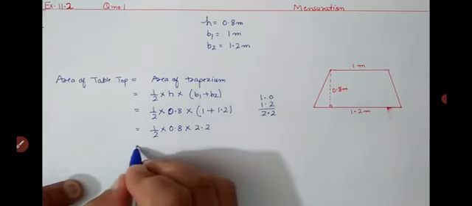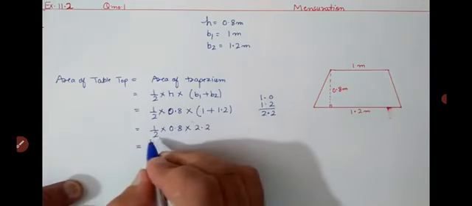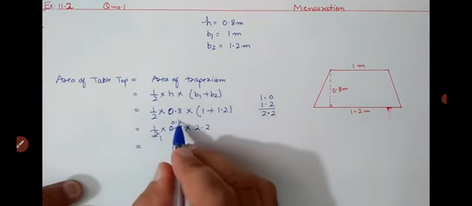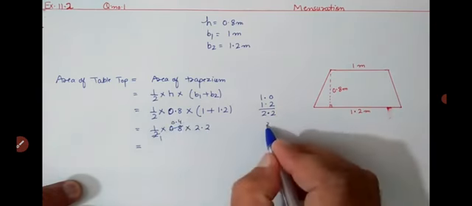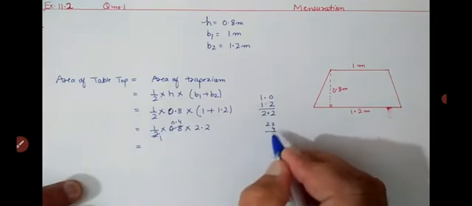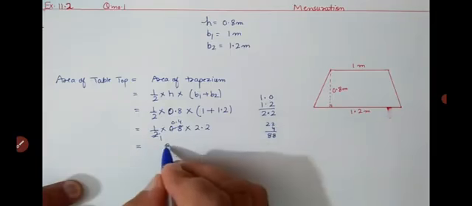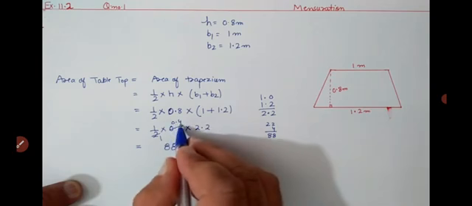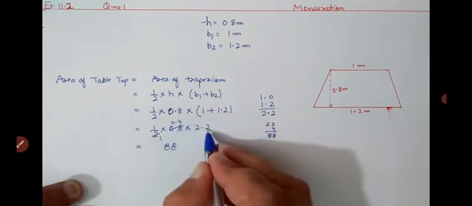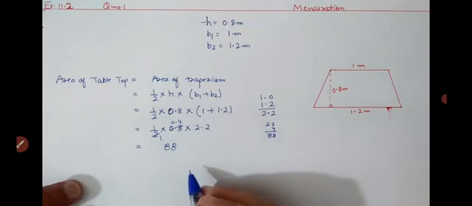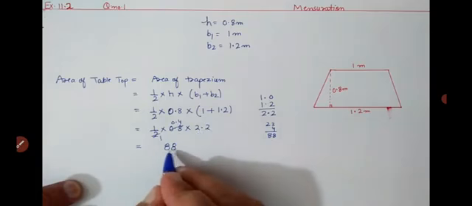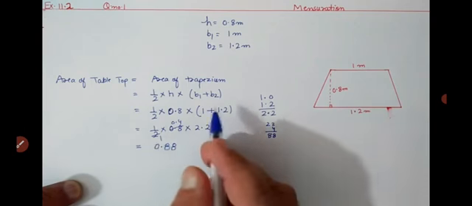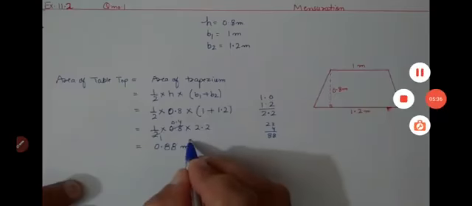Okay, now 1 by 2 of 0.8 comes to 0.4. Now you can multiply 0.4 and 2.2. Okay, 2.2 into 4, first we multiply, 88 is our answer. Now how many decimal places are here? 1 here and 1 here. So there are 2 places. Okay, so you can count from your right side, 1, 2, and put the decimal there. 0.88 is your answer. Okay, understand?